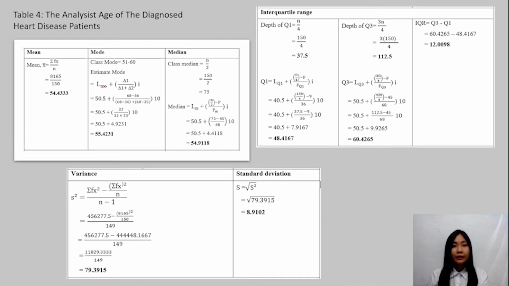According to table 3 and table 4, the average age of diagnosed heart disease patients is 54.4333 years old. For the sample of 150 heart disease patients, the estimated median age is 54.9118 years old, while the class between 51 to 60 years old is the most frequent for heart disease patients, with an estimated mode of 55.4231 years old. Furthermore, the variance of the heart disease patient age is 79.3915, while the standard deviation is 8.9102, and the interquartile range between the third quartile and first quartile is 12.0098.